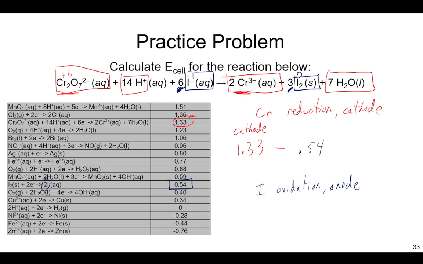And I'm just doing the cathode minus the anode, 1.33 minus 0.54. That should give us 0.79. That is how we calculate the cell potential for this problem. This is greater than 0, so this would be a good voltaic cell with a spontaneous redox reaction overall. We would expect delta G to be negative for this spontaneous reaction, just to tie it back to thermodynamics here.